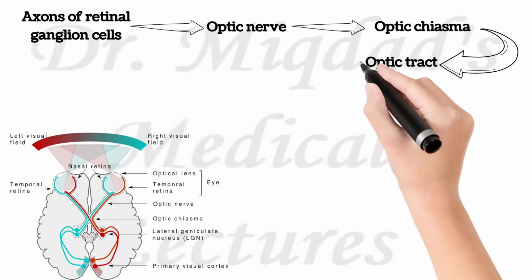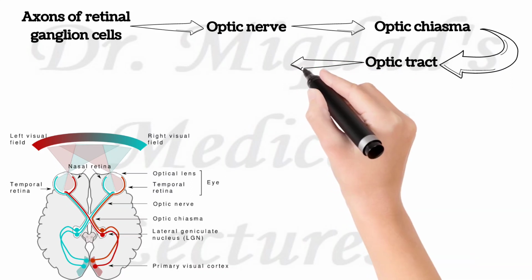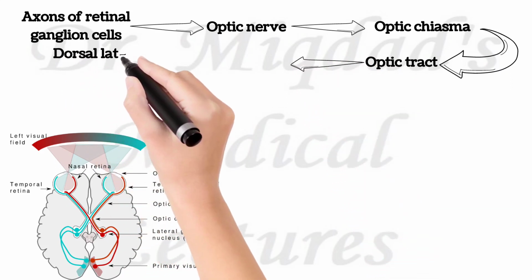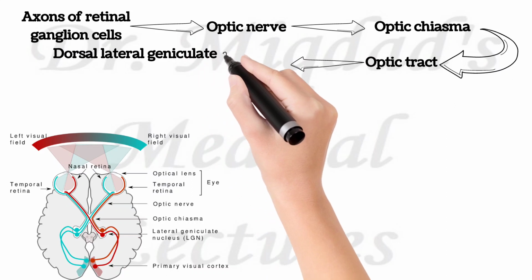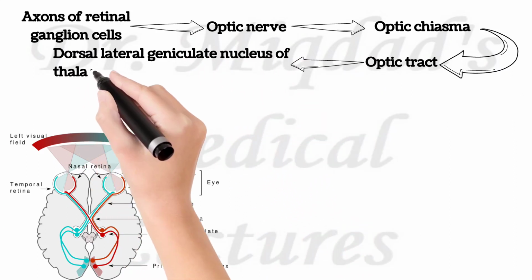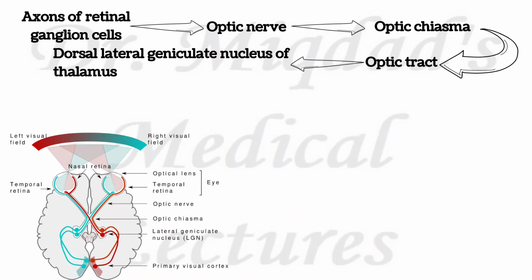Now, the majority of fibers of the optic tract terminate in the lateral geniculate body or dorsal lateral geniculate nucleus of the thalamus, which forms the subcortical center for visual sensations.